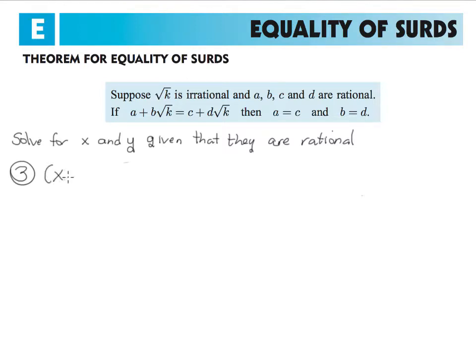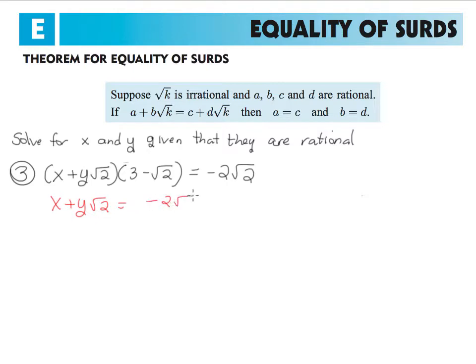In example 3, we're also solving for x and y given that they are rational, but this time I'm going to have to add in a little extra step. I have x plus y, the square root of 2, times 3 minus the square root of 2, is equal to negative 2, the square root of 2. I need to get the variables on the side by itself. Since I'm multiplying x plus y, the square root of 2, by 3 minus the square root of 2, the opposite of multiplying is dividing. So I'm going to divide each side by 3 minus the square root of 2.